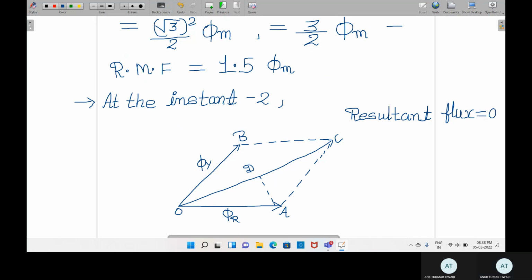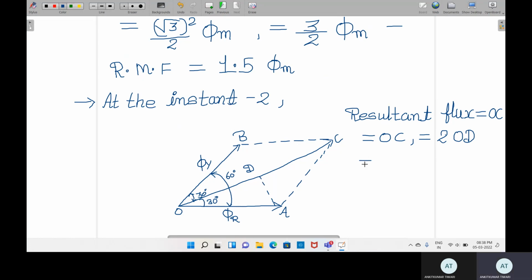Resultant flux equals OC. OC equals 2 OD, because this is 30 degrees and this is another 30 degrees, so that is a total of 60 degrees. So OC equals 2 OD.